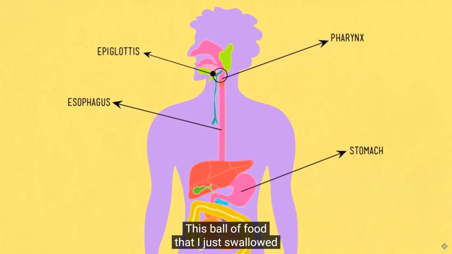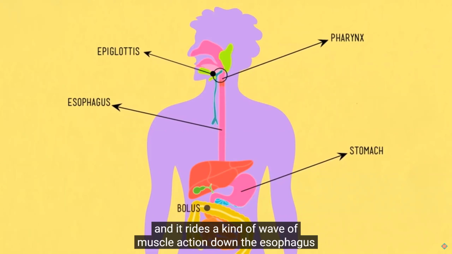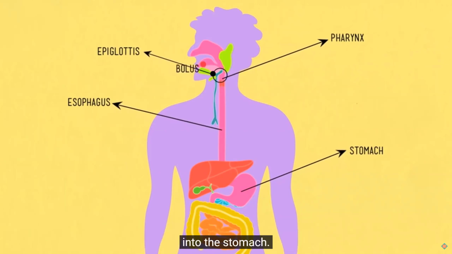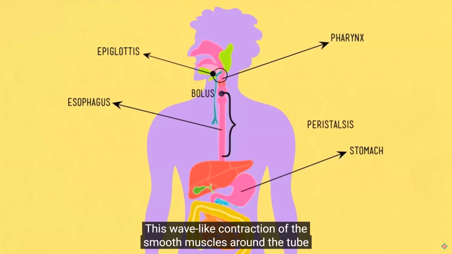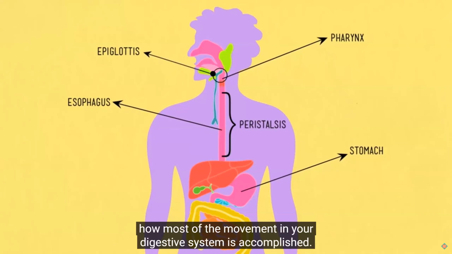So this ball of food that I just swallowed actually has a scientific name. It's called a bolus, and it rides a kind of wave of muscle action down the esophagus into the stomach. This wave-like contraction of the smooth muscles around the tube of the esophagus is called peristalsis, and it's basically how most of the movement in your digestive system is accomplished.